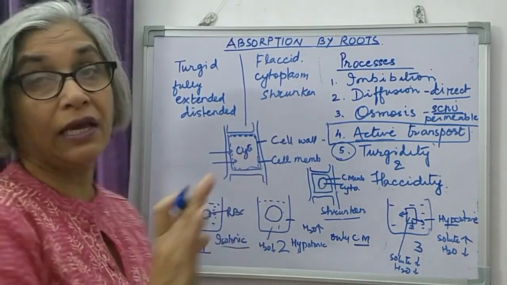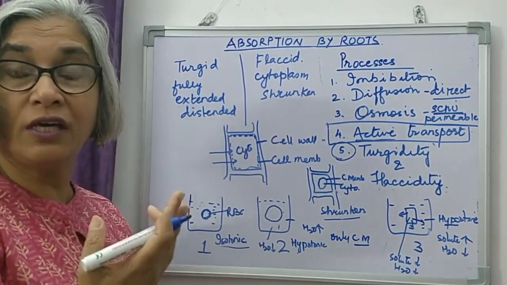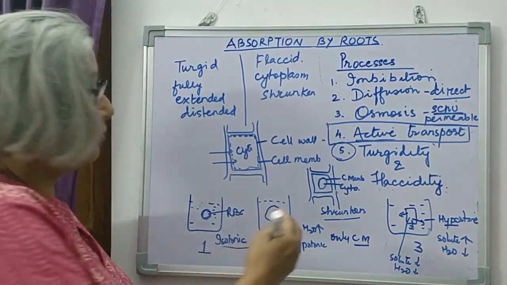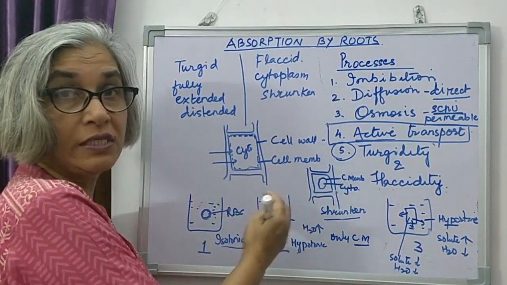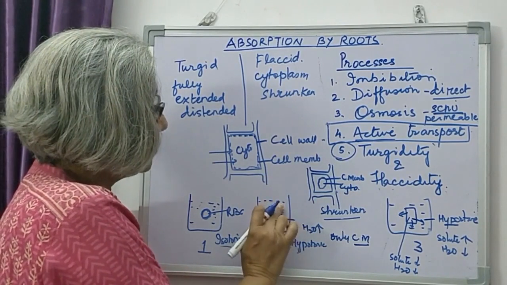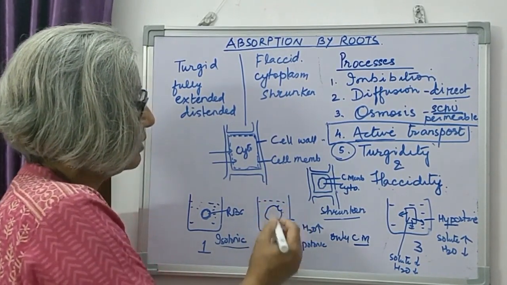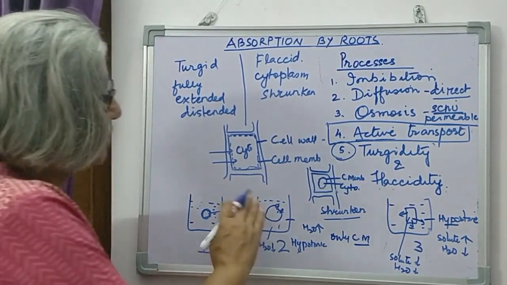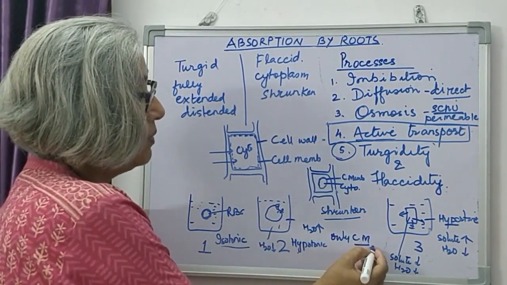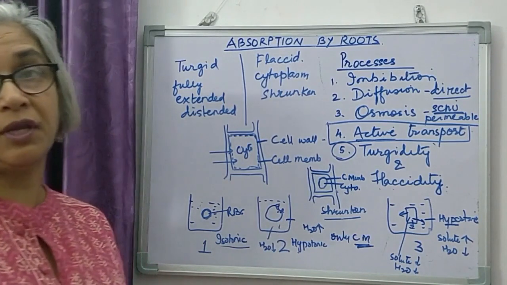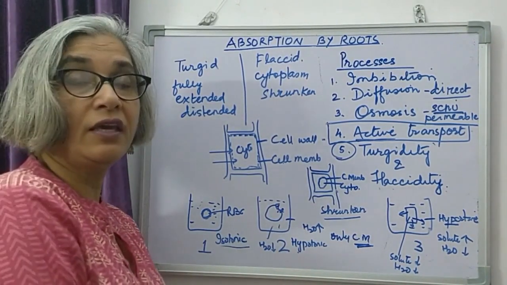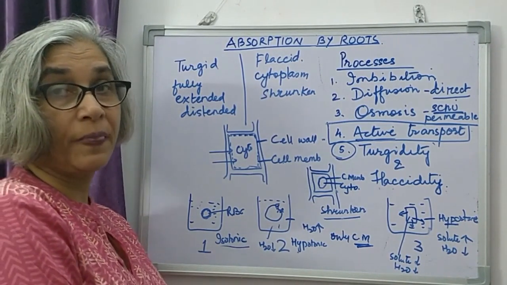In an animal cell that is absent, so the animal cell is not rigid like the plant cell. What will happen? If too much water enters into the cell, it will get ruptured. It will break. It will get ruptured like this. Rupturing means breaking of the cell membrane.